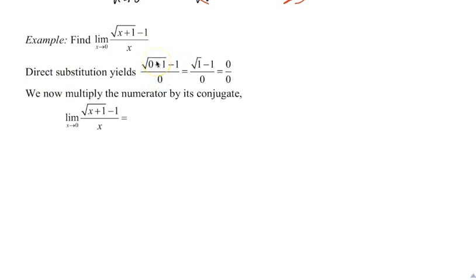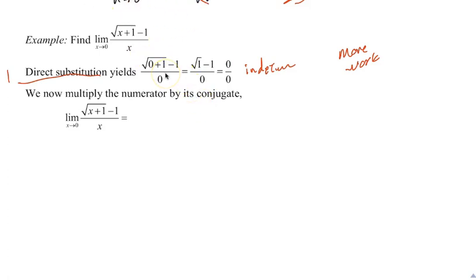Square root of 0 plus 1 is the square root of 1. Minus 1 is 0 over 0. So again, we have indeterminate. All that means is to do more work. Again, don't forget, step 1 is always direct substitute. Always. So let's talk about how to do more work on this one.